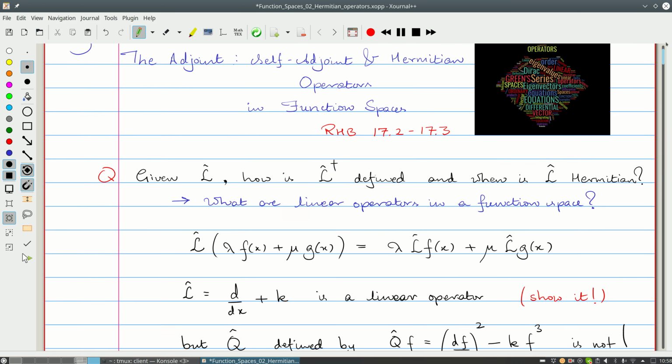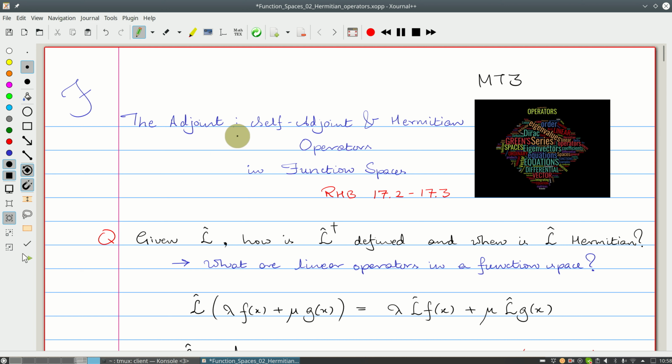and just summarize what we've got. I've taken you through a definition of the adjoint of an operator. We've defined operators to be self-adjoint. If L is equal to L dagger, then we say L is self-adjoint. If in addition to L being equal to L dagger, the boundary terms vanish when you move L from the ket side to the bra side, then that operator L is called Hermitian.